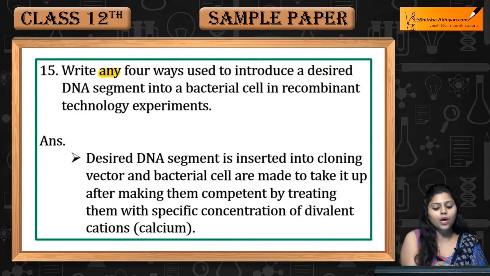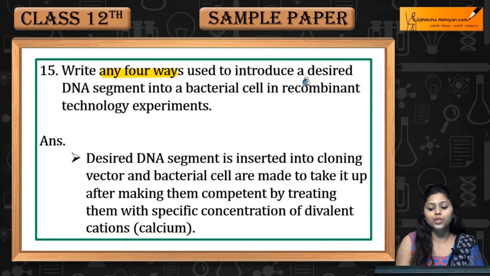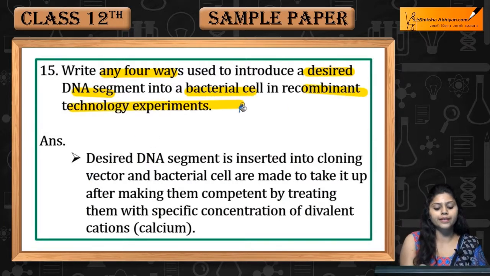Question number 15. Write any 4 ways to introduce a desired DNA segment into a bacterial cell in recombinant technology experiment. क्या हो सकता है? Desired DNA segment is inserted into cloning vector. Cloning vector में insert करेंगे desired DNA segment को.